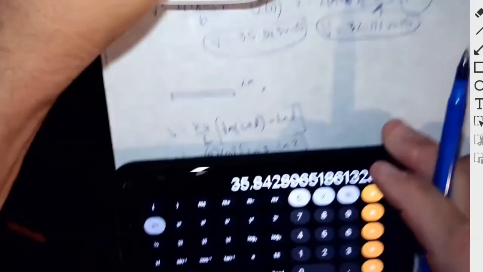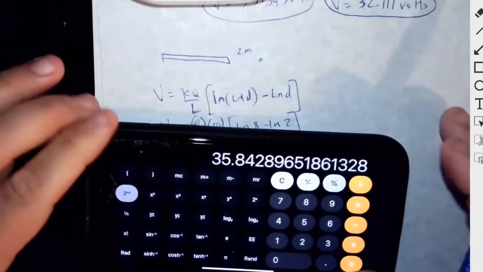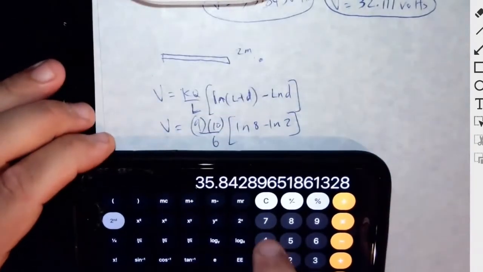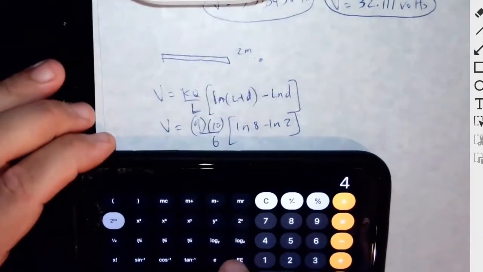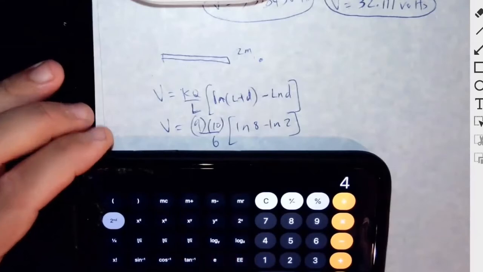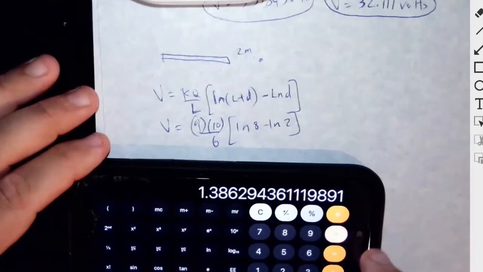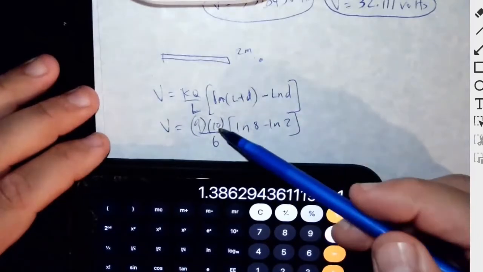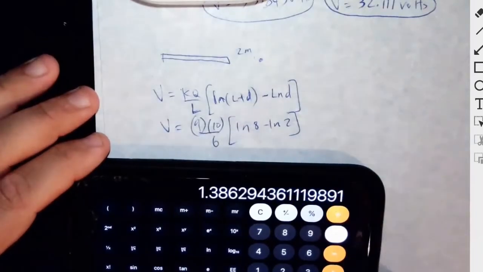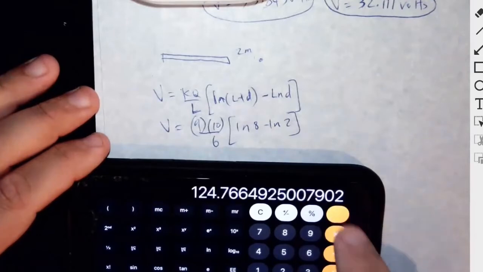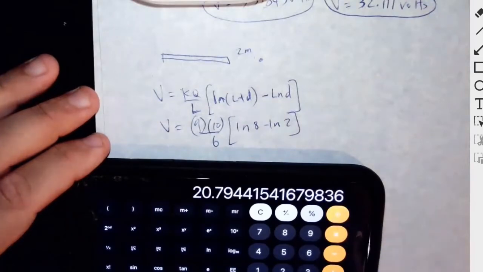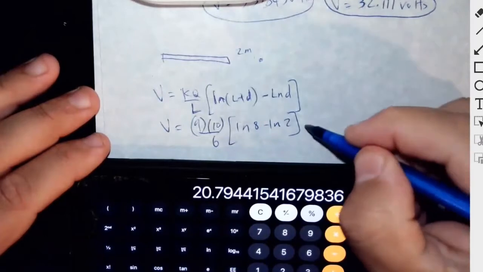Okay, so we have ln of 4, ln, let's see, 4 ln times, that's 90 divided by 6, 20 volts.